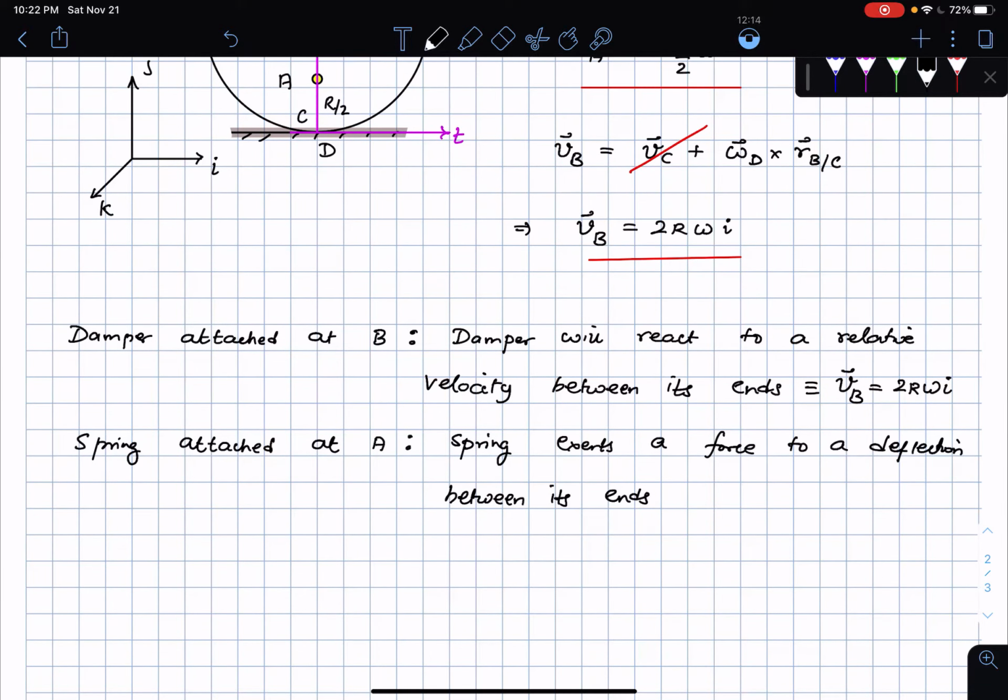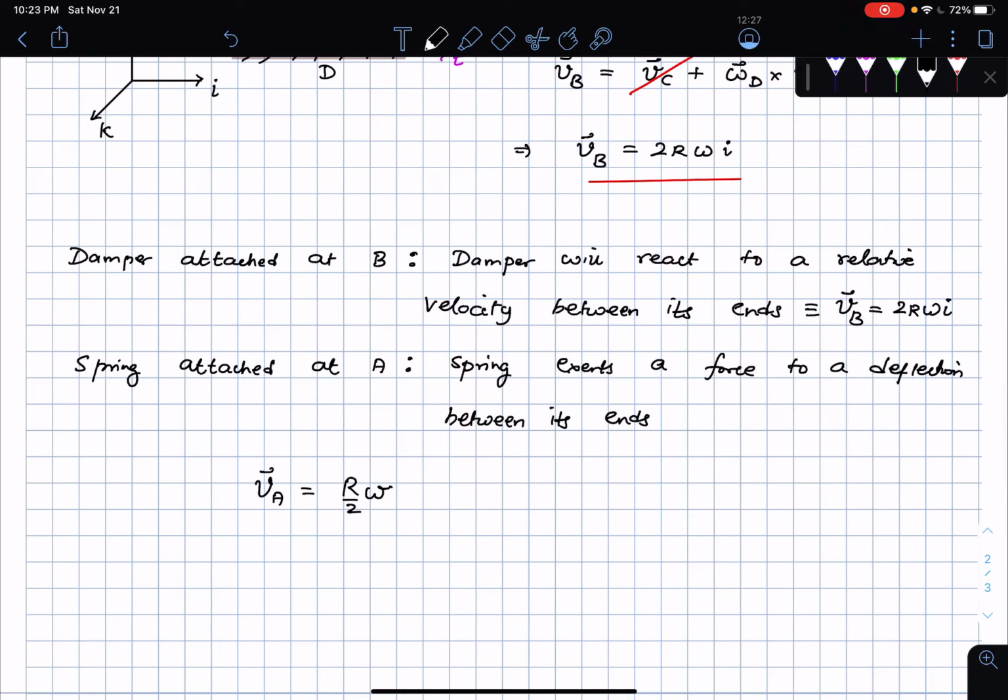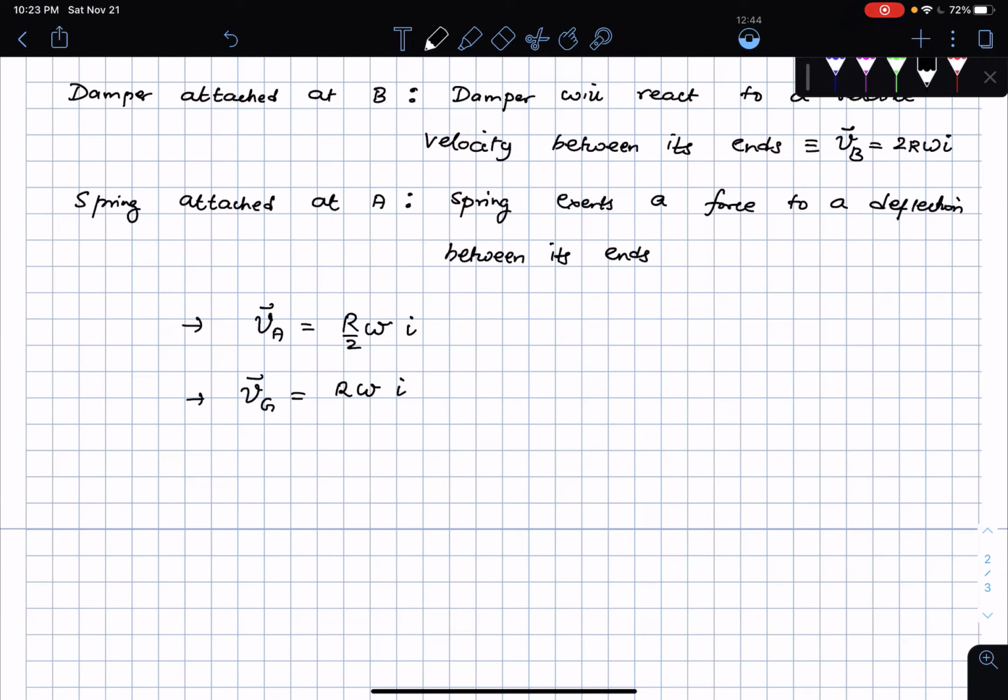Okay, and so here is the idea. We are going to say, okay, velocity of end A is going to be r by 2 times omega. And we also know one more thing, right? We also know that velocity of G is going to be r times omega, and this is in the i direction, this is also in the i direction. Before I go ahead and say anything about these two quantities, maybe I can write down the velocity of B as well, which is 2r times omega in the i direction. These are all things that we know.